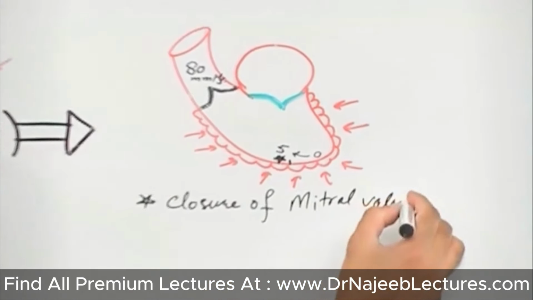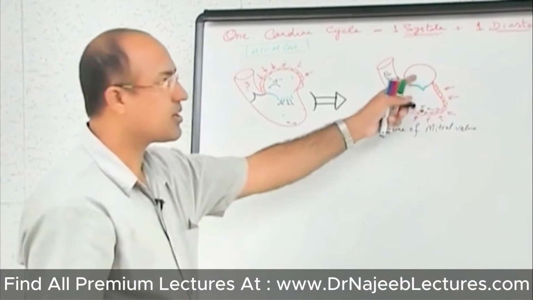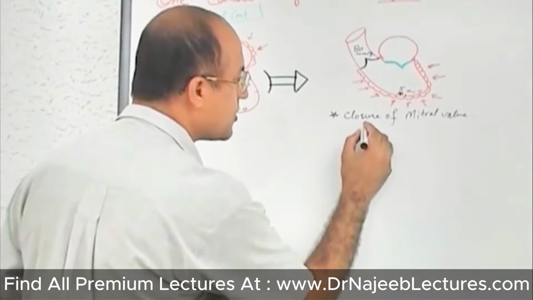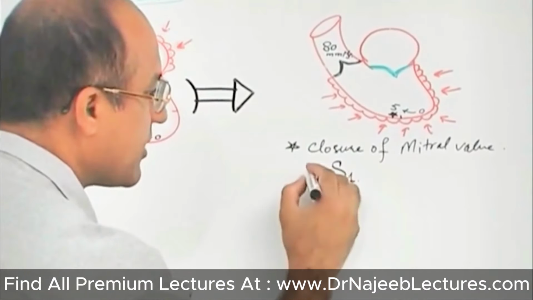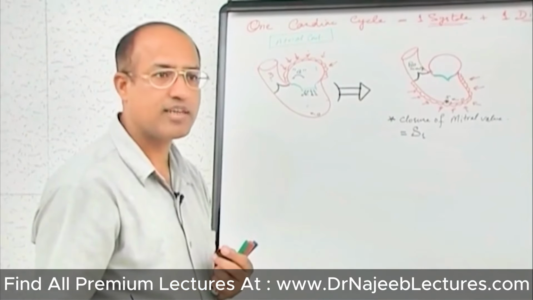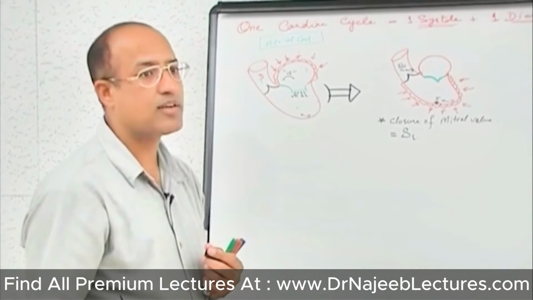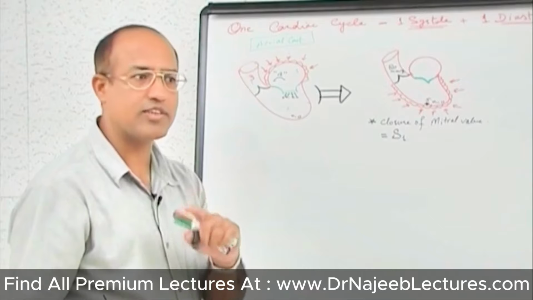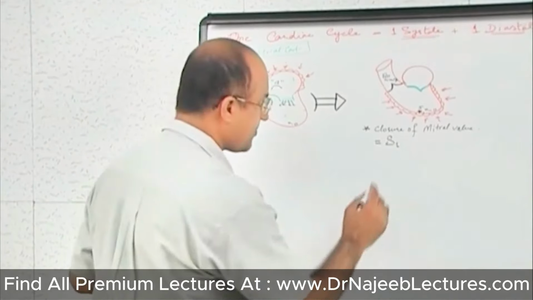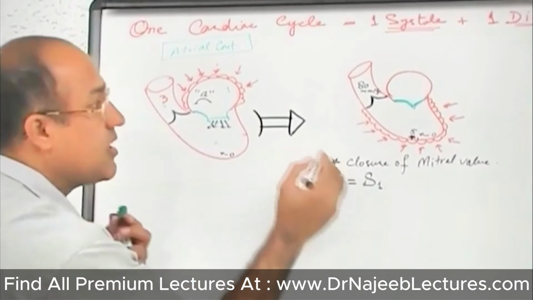valve. And closure of the mitral valve produces a sound, right? Closure of the mitral valve produces a sound, and that sound is called the first heart sound, S1. S1 is produced by closure of the mitral valve on the left side of the heart and closure of the tricuspid valve on the right side of the heart. Is that clear?